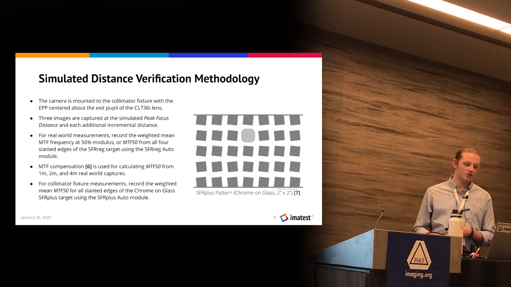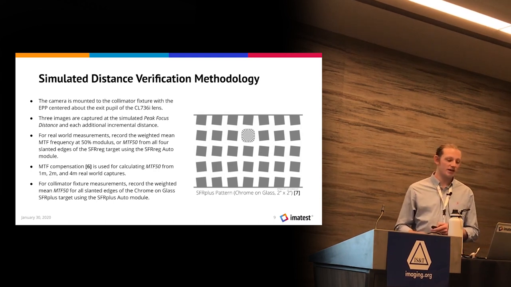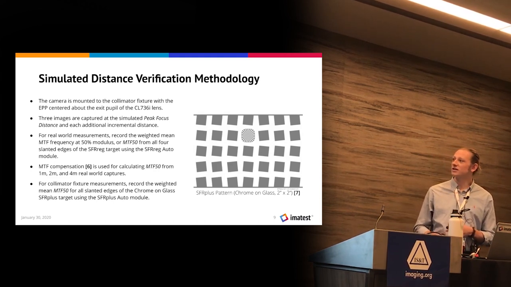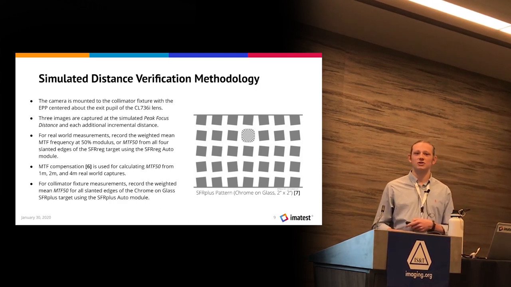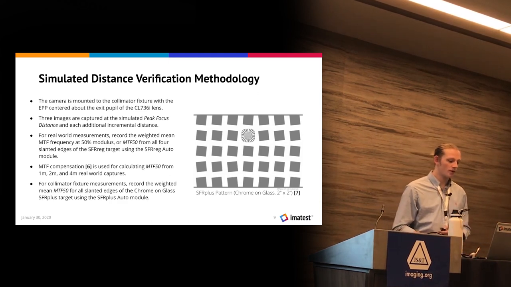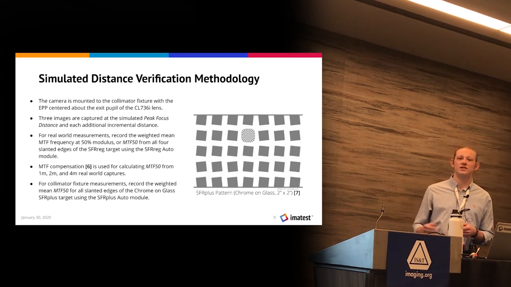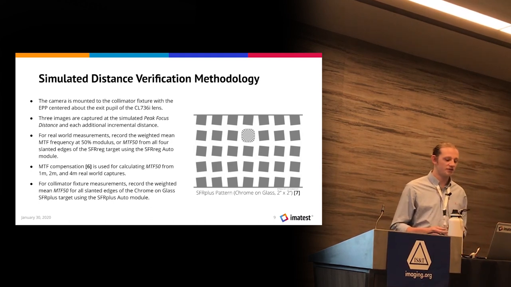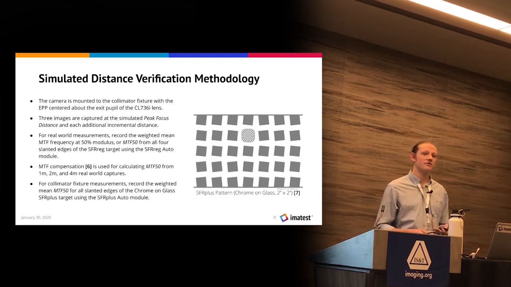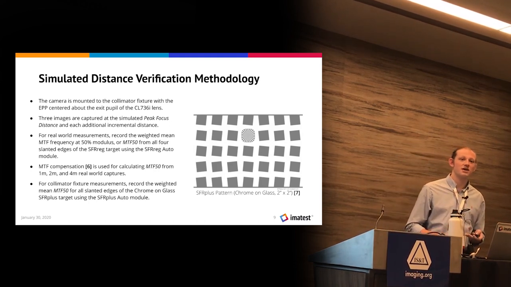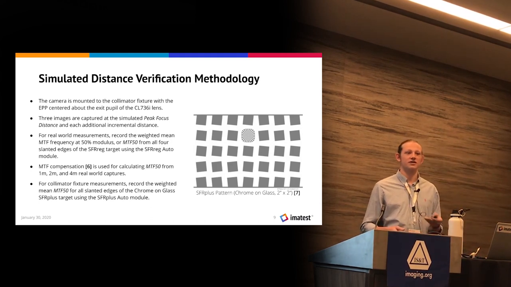For the collimator fixture measurements, we record the weighted mean MTF 50 from all slanted edges of SFR Plus, and this is a 2-inch by 2-inch chromoglass target. We verify that the focus has not shifted between this test by capturing one additional real-world image at the visual peak focus distance. If the MTF 50 has not changed, then our data is considered valid.